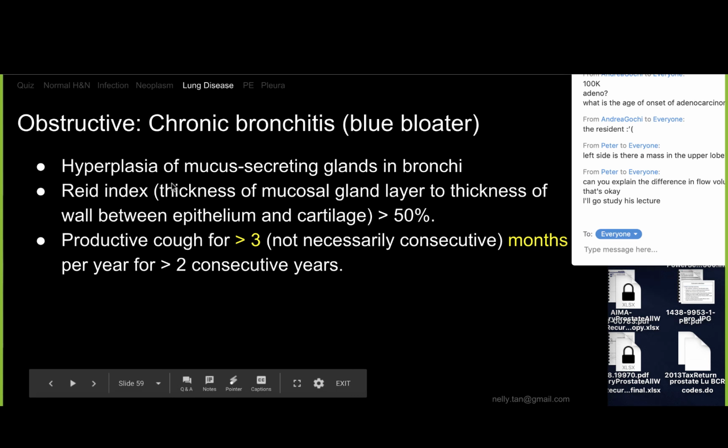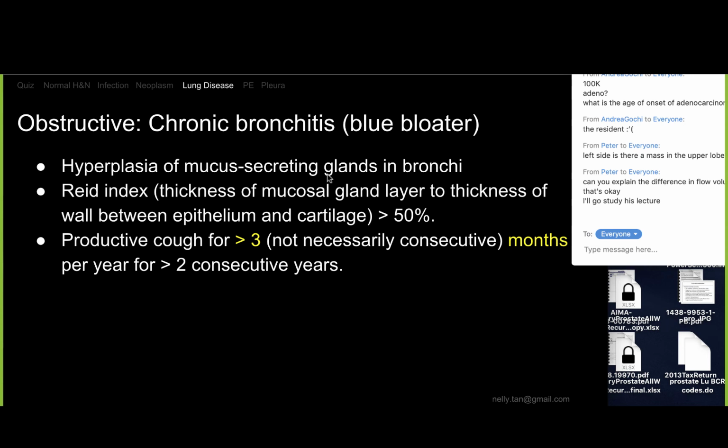They have hyperplasia of the mucus-secreting glands in the bronchi. So the little glandular cells are hypertrophied or hyperplastic. So you get a thickened wall essentially, sort of like asthma, where you get thickening from inflammation. Chronic bronchitis patients get a cough for more than 3 months for over 2 consecutive years.